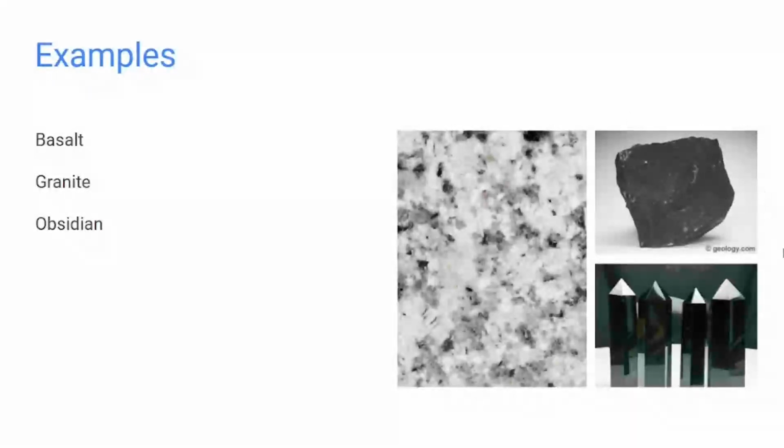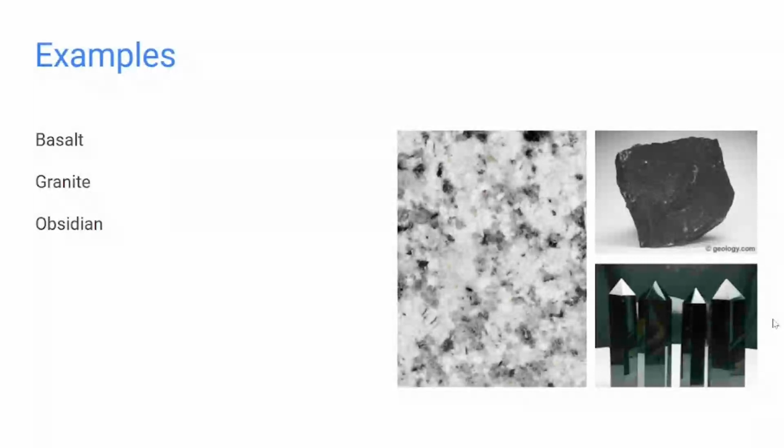Another type of rock is obsidian. Obsidian is an igneous rock formed by the cooling of lava. It is usually black in color and has sharp edges. It is used for making cutting tools.